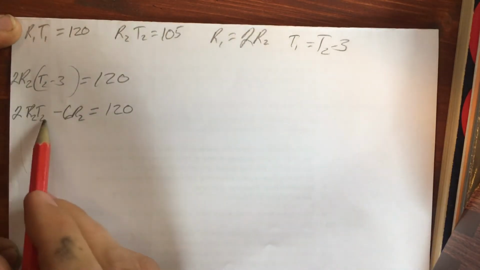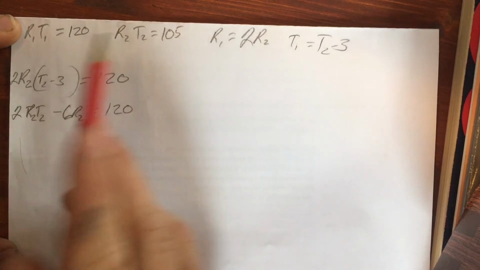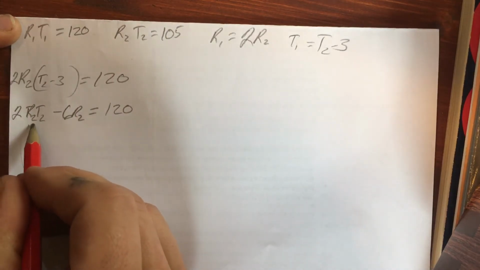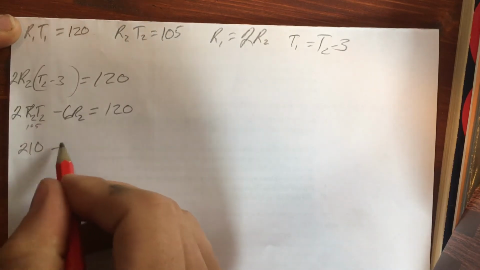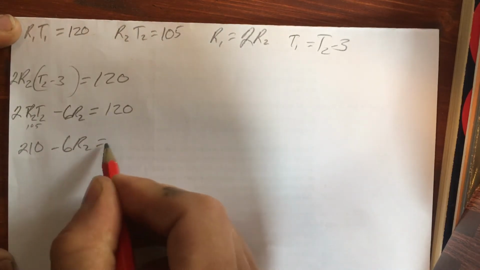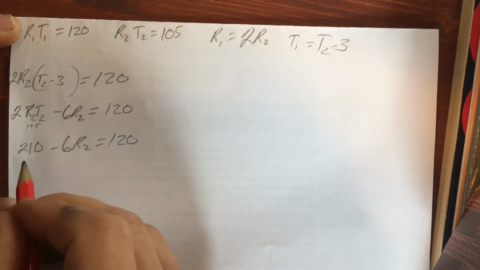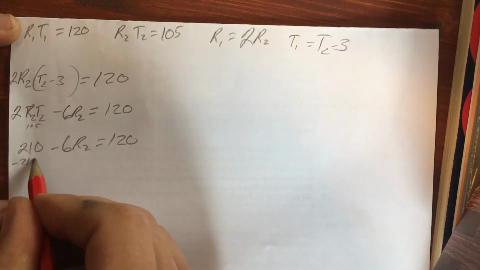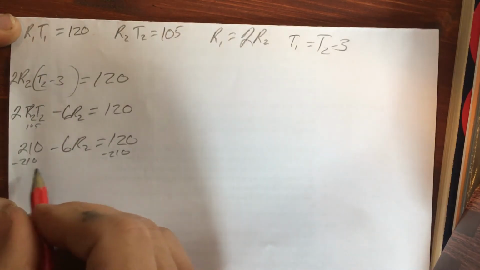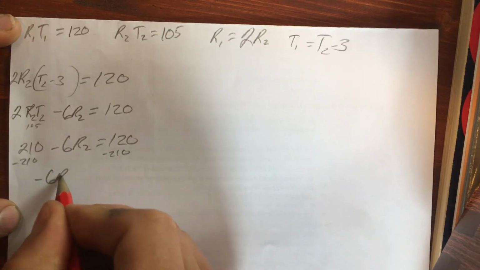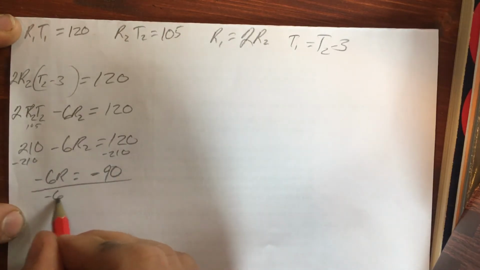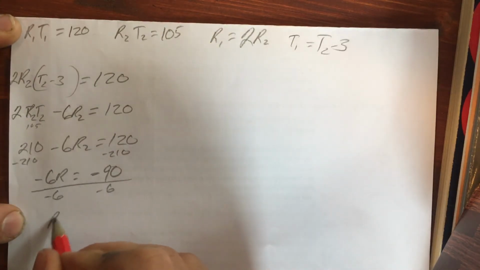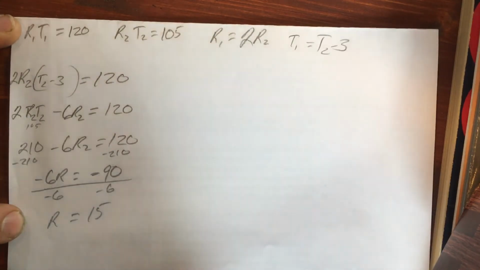Now, R2 T2, up here it says R2 T2 is 105. So 2 times 105. 2 times 105 is 210. Minus 6 R2 equals 120. And then let's subtract 210 from both sides, minus 210. And that's going to be negative 6 R equals negative 90. Divide both sides by negative 6, and R equals 15.